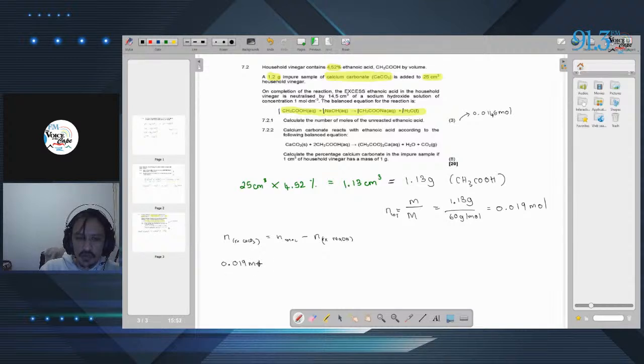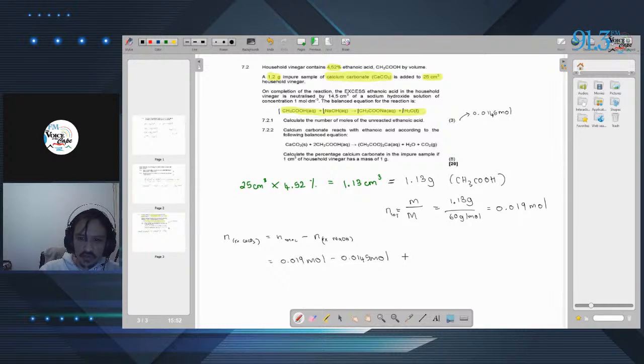And this is just going to equal 0.019 mole. Oh, sorry, my apologies. This is going to equal 0.019 mole subtracted from 0.0145 mole. Okay. And we're just going to get an answer of, let me go 0.019 minus 0.0145.